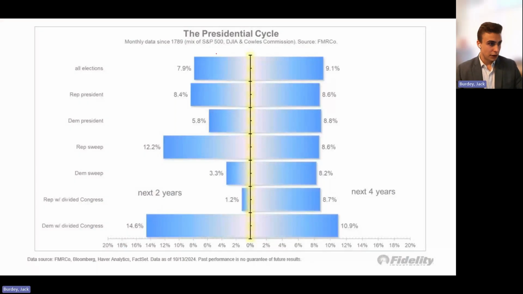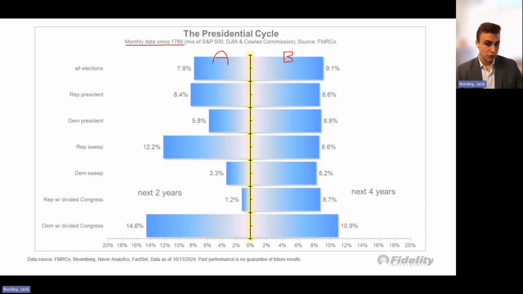So here on the left-hand side of this black bar, we have period A, which is the first 2 years. On the right-hand side of this black bar, we have period B, which is the full 4 years. I do want to make note that this is monthly data going back to 1789, using a mix of US indices that were available at the time.